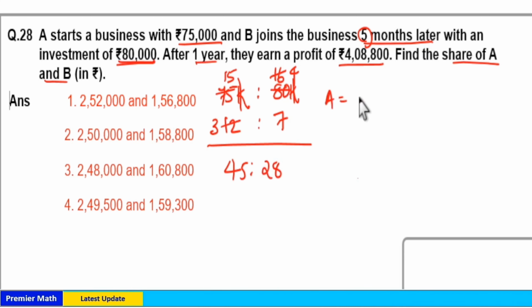Now, say the share of A is equal to 45 divided by the total ratio parts, which is 45 plus 28, which is 73, into the total profit generated at the end of the year, which is 4,88,000.